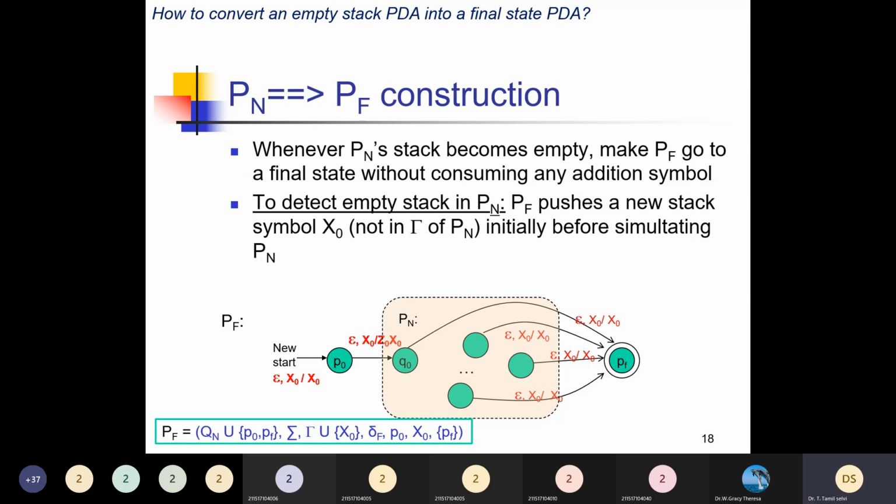To detect an empty stack in PN, PF pushes a new stack symbol X0 initially, before simulating PN. So here is the diagram. While we reach the empty stack, you directly draw one edge from the current state to the final state with the input symbol epsilon.